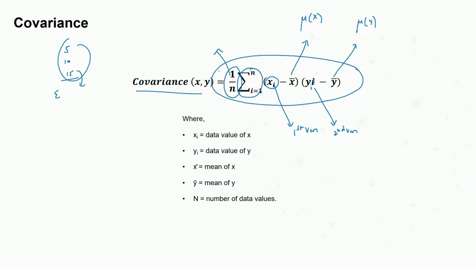Again, this formula changes from population to sample. I hope you remember about population data and sample data. In case of population, it has to be 1 by n. In case of sample data, it has to be 1 by n minus 1. So we have mentioned here 1 by n, assuming that we are talking about population. But in case we go ahead and solve a problem using sample data, then our formula will change.